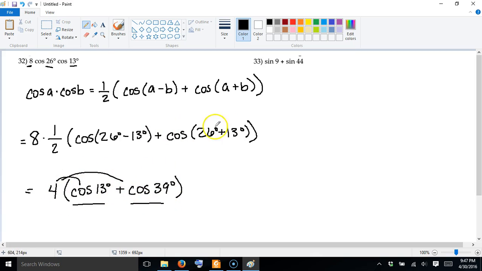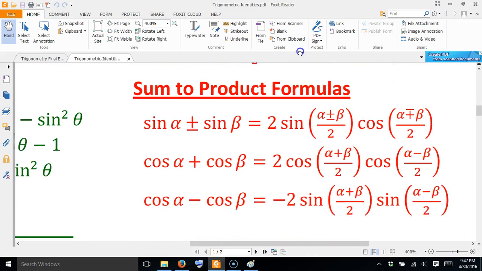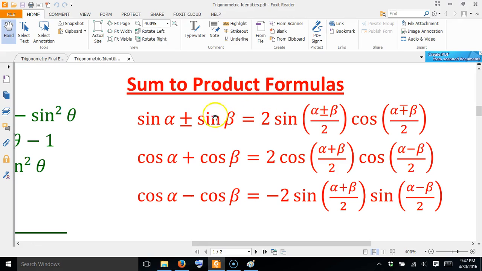This is our solution. Now let's do something similar to this problem here. This is asking us to rewrite the following as a product of trigonometric functions. So right now, it's a sum of trigonometric functions. So we need to use our sum to product identities. That's down here. Here we go. So we have two sine functions being added together.